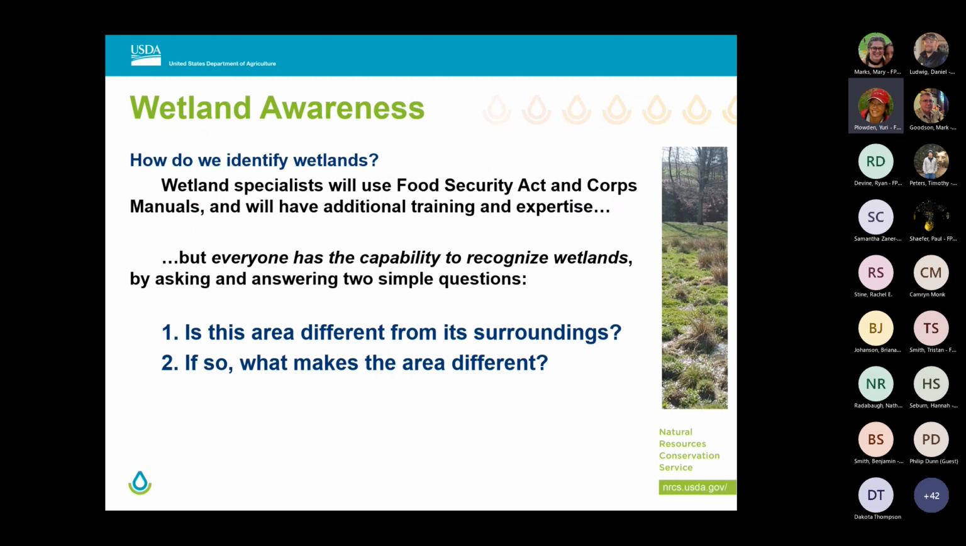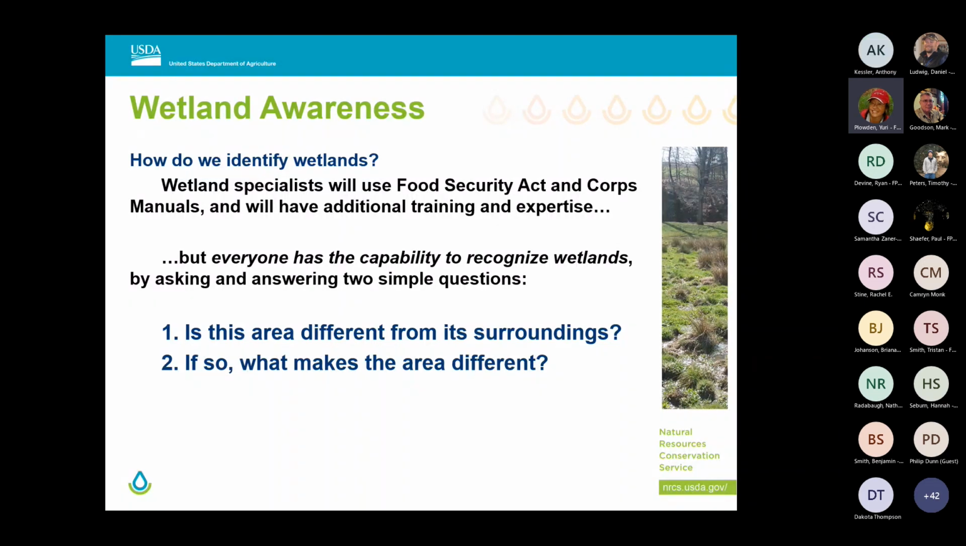So how do we identify wetlands? There are professional wetland specialists, that's all they do. And we have a wetland cadre among NRCS that's made up of some SolCons that have really good plant skills. All of our resource soil scientists are part of the wetland cadre, and our state biologist is usually involved. And our technical resource cons usually have training and knowledge about how to identify wetlands. We use the Food Security Act and the Army Corps of Engineer manuals, and those folks will have a ton of other additional training and expertise.